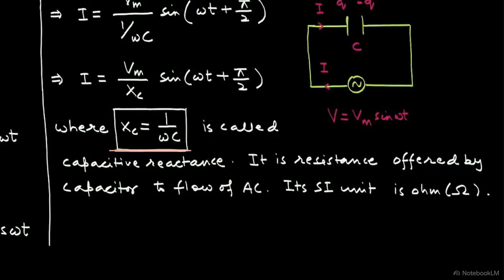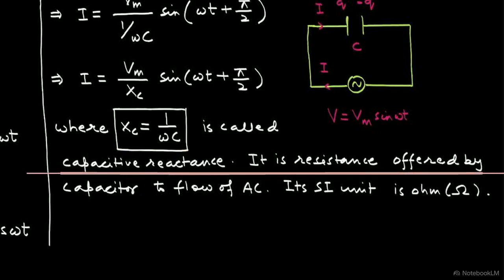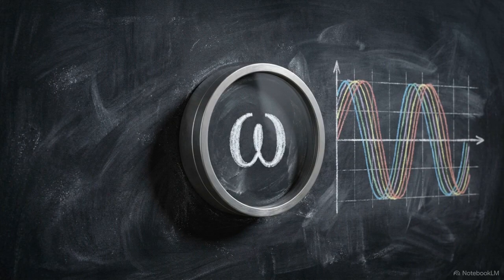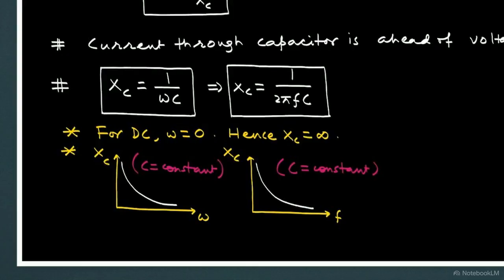This term, 1 over omega C, is capacitive reactance. It represents the opposition a capacitor offers to alternating current and is measured in ohms. The value of this reactance depends on the angular frequency, omega, which measures how fast the current alternates. These graphs plot the inverse relationship between frequency and reactance. As the frequency of the AC source increases, the capacitive reactance decreases, allowing current to pass more easily.